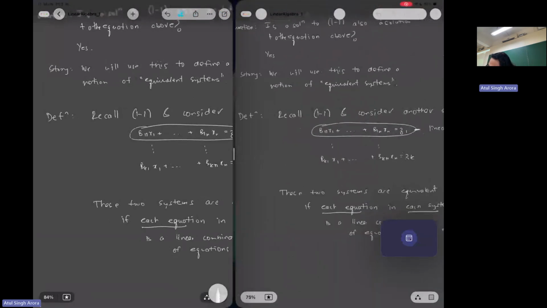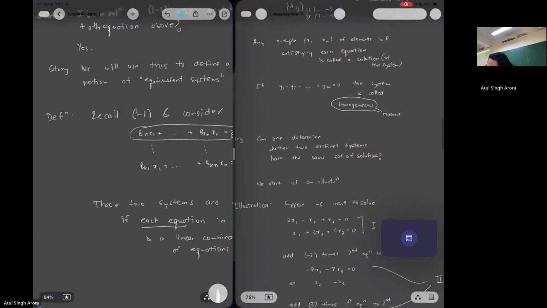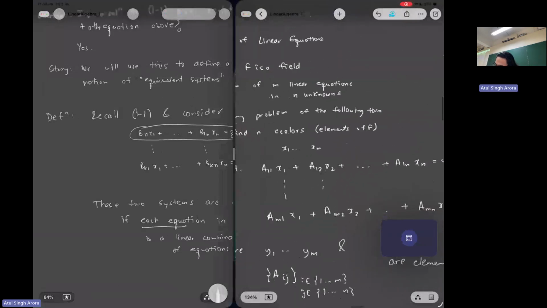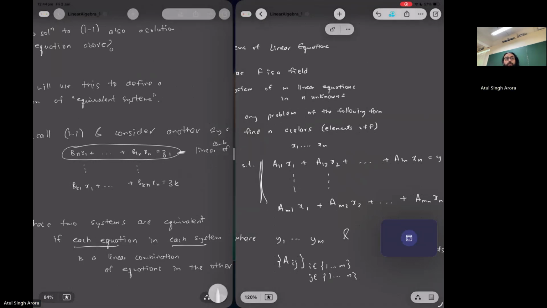So this is the B thing, and then this is the A part. Right here. Okay. So what we're saying is that this B is a linear combination of equations on this set. Each equation is some linear combination. And the other way, each equation here is a linear combination of equations here. If that is the case, then we'll say that the A system and the B system are equivalent. Is the definition okay?